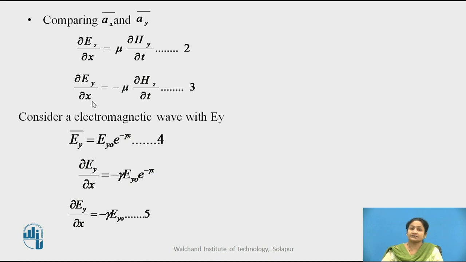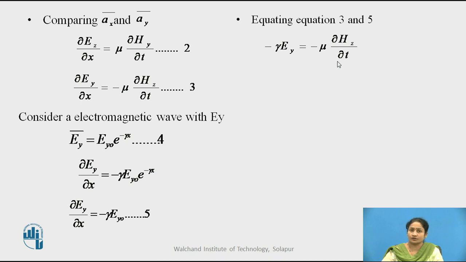Now, we see that here it is dou Ey by dou x, and the same here, dou Ey by dou x. That's why we will compare equation 3 and equation 5. After comparison, it will be minus gamma Ey equal to minus mu dou Hz by dou t. The minus signs will cancel out, and here we substitute dou by dou t equal to j omega.